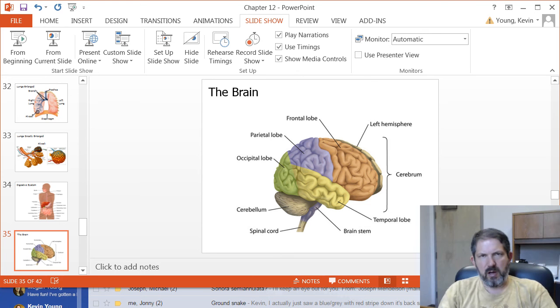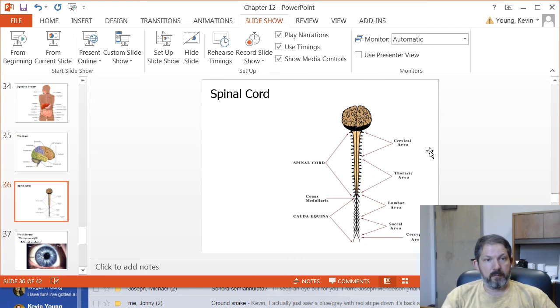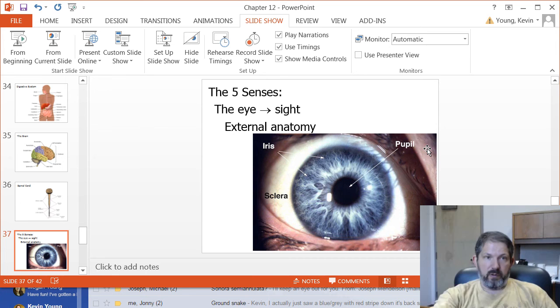And then again, spinal cord is a highway of nerves going back and forth between the brain and the rest of the body. Because if you're quadriplegic, then that highway's been broken, and you can still think, but you can't control your body. Okay, and moving along, senses.